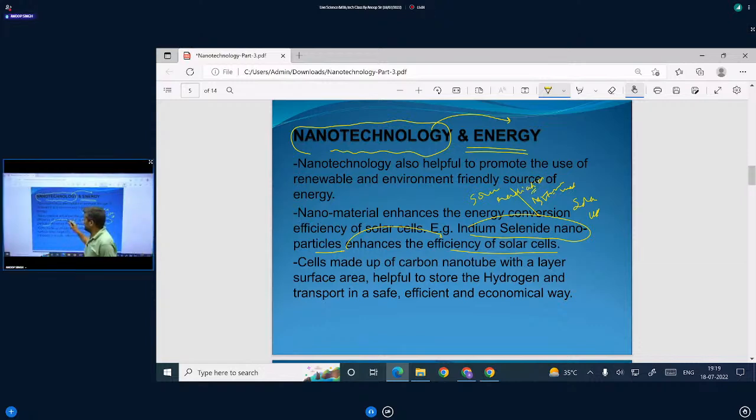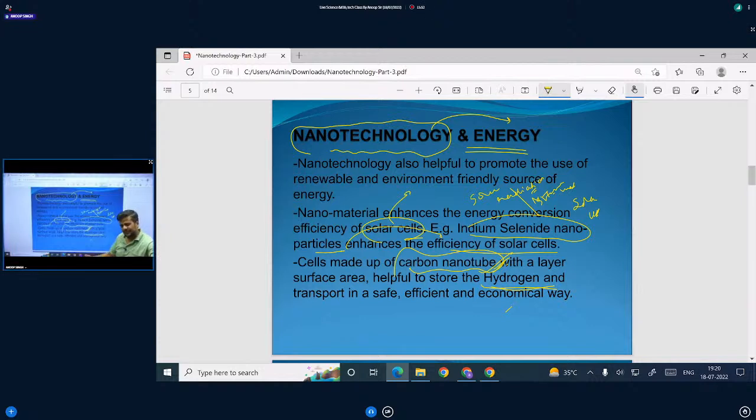Automatically, these solar cells have high efficiency. Also, these carbon nanotubes are helpful for the transportation of hydrogen. As you know, transportation of hydrogen as a fuel is not so easy. But with the help of carbon nanotubes, cells made of this particular material help to store a large amount of hydrogen, and which is safe also, efficient also, and economical also.